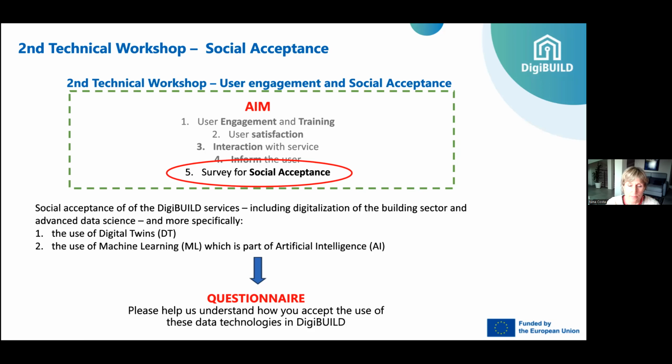So as you see in many of the examples presented today, there is extensive digitalization within the building sector and built environment, and the use of advanced data sciences, especially the use of digital twins, which Marilena has outlined for you in great detail. And we also make extensive use of machine learning. Machine learning, of course, is part of a much bigger field of artificial intelligence. So at the end of my presentation, I will give you a link to a questionnaire, and I would like to encourage you to please answer these questions for us to get a handle on the social acceptance aspects.